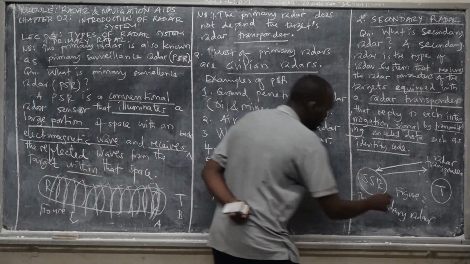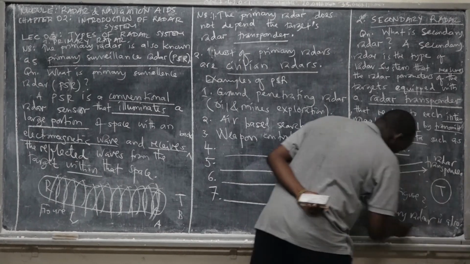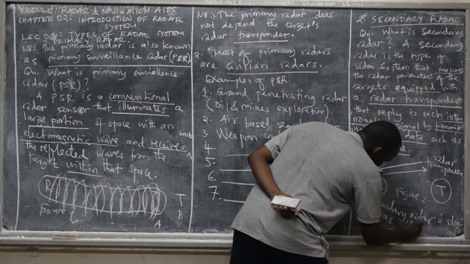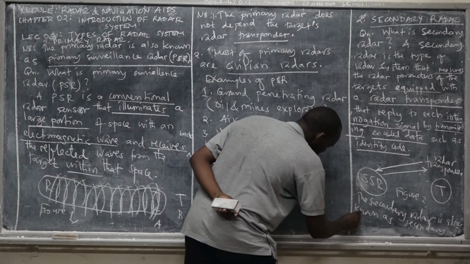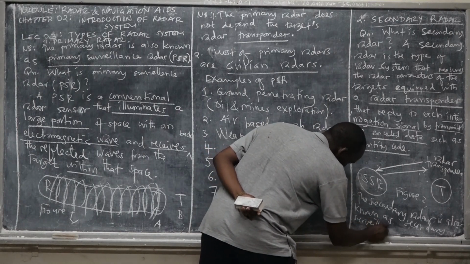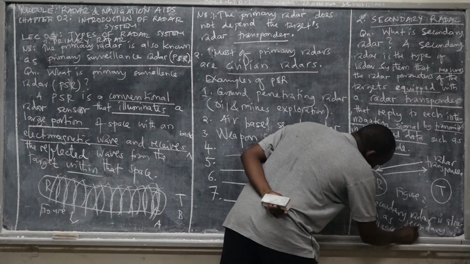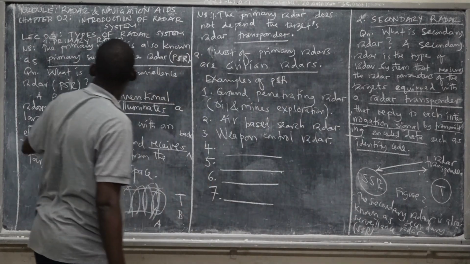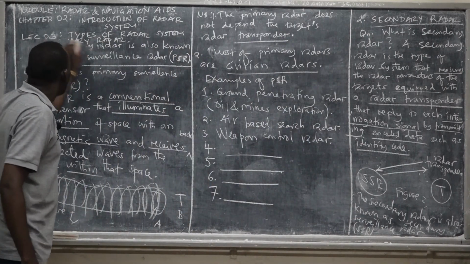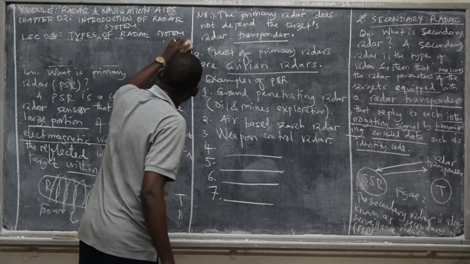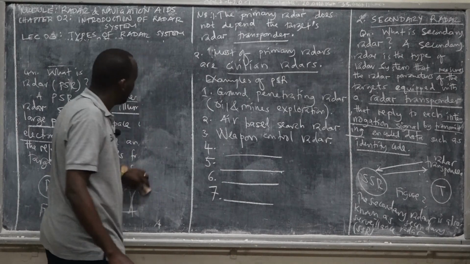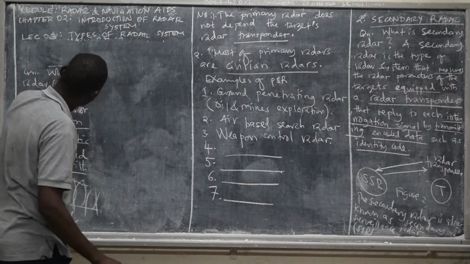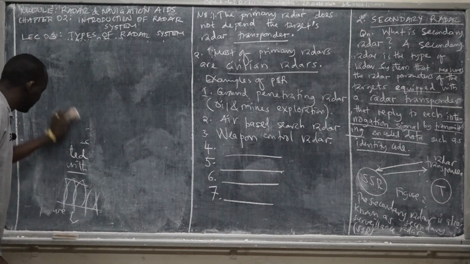The secondary radar is also known as secondary surveillance radar. In short, you call it SSR. So students, what is the other name of secondary radar? Pardon? Ask your neighbor, what is the meaning of the word surveillance?